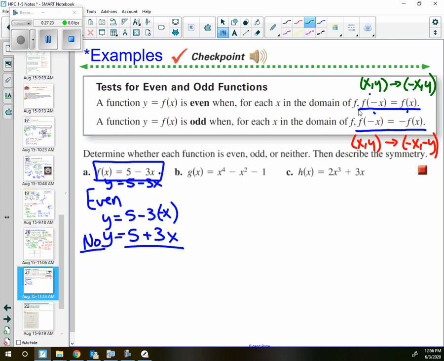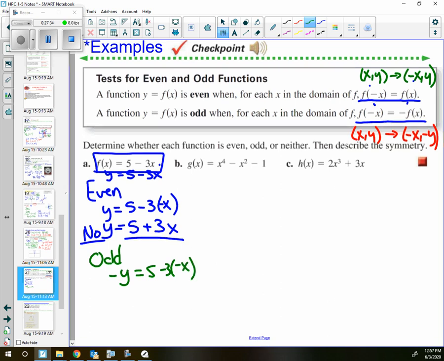Let's try odd. We're going to do the same kind of idea. We're going to replace y with the opposite of y, and we're going to replace x also with the opposite of x, and we're going to simplify. So over here we'd have 5 plus 3x equals negative y, but we're going to divide by negative 1. So we're going to get y equals negative 5 minus 3x. Now my question again is, is this expression equal to the original? Well, no, it's not. So that function is definitely not odd as well. Because remember, if I plug in a negative x, I should get the opposite for y as well. They should be equivalent, and they're not.